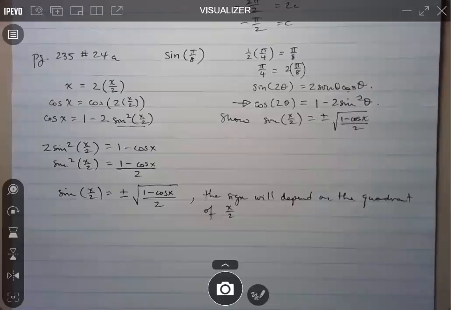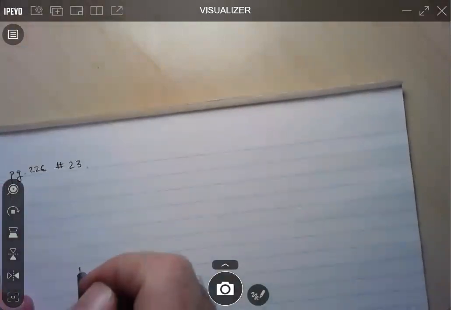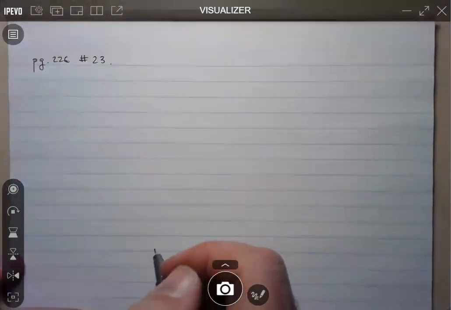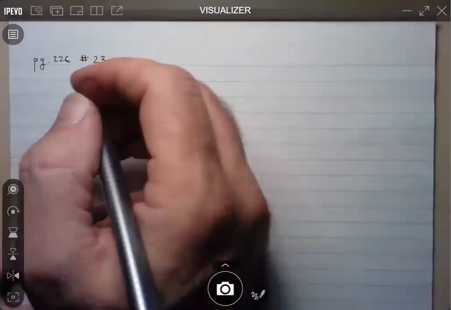Okay, so this says, and I don't remember if I asked for all parts of this, but here it says determine an exact value for the angle A such that secant of A is equal to cosecant of 3A. All right, so this is page 226, number 23. Okay, I think in their hint, they're trying to give you a sort of a hint on how to do it. So I'm just going to go ahead and do it similar to the way we did it there.